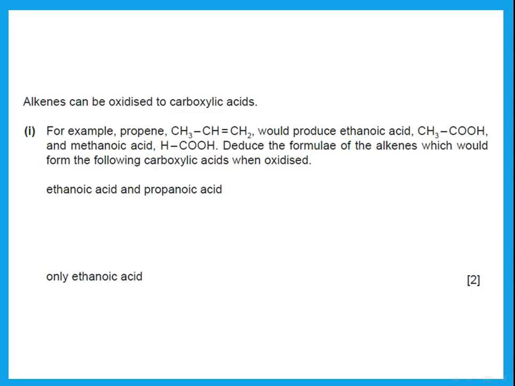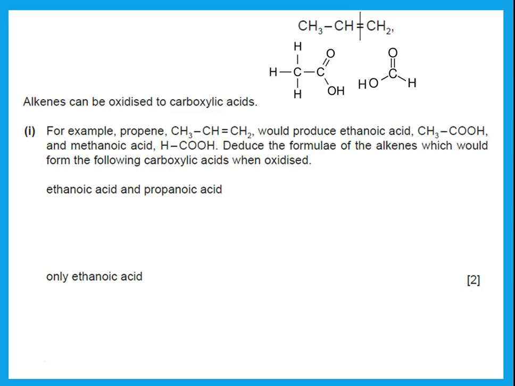Okay? Alkenes can be oxidized to carboxylic acids. Now, this is a reaction that we did not do in the syllabus. But he's explaining what it is. He's saying propene, for example, so this is propene, would produce ethanoic acid and methanoic acid. That means that the alkene breaks up at the double bond to give an acid on both sides. So that is the reaction.